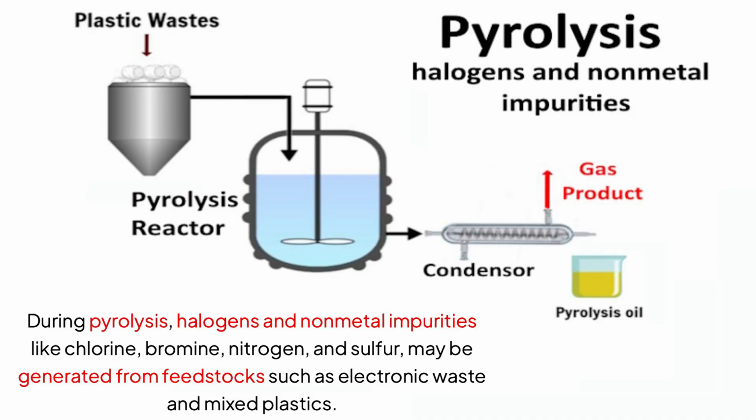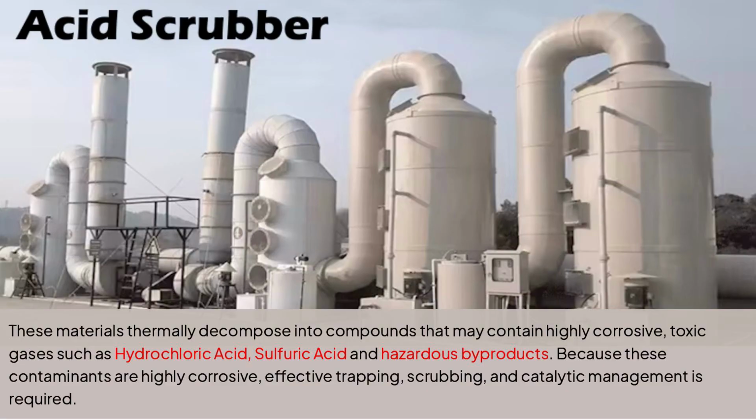During pyrolysis, halogens and nonmetal impurities like chlorine, bromine, nitrogen, and sulfur may be generated from feedstocks such as electronic waste and mixed plastics. These materials thermally decompose into compounds that may contain highly corrosive, toxic gases such as hydrochloric acid, sulfuric acid, and hazardous byproducts. Because these contaminants are highly corrosive, effective trapping, scrubbing, and catalytic management is required.